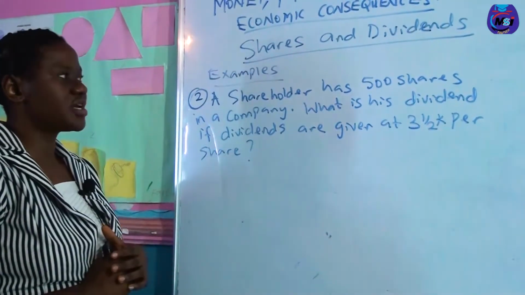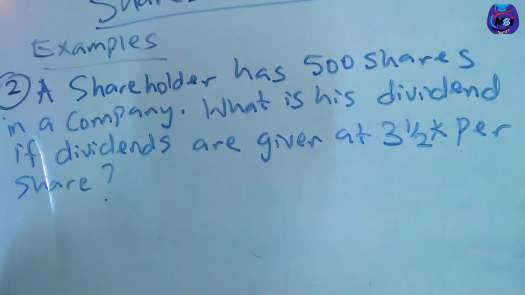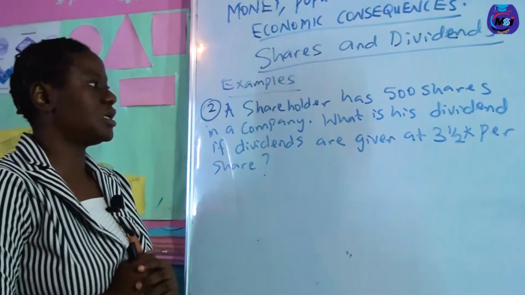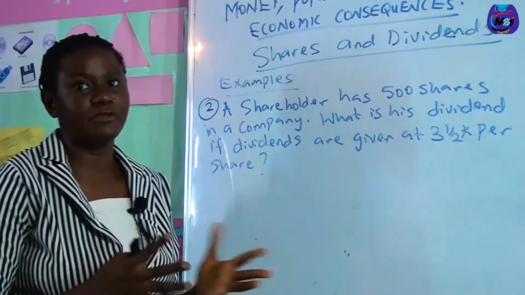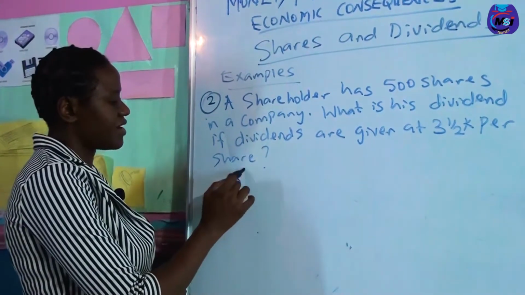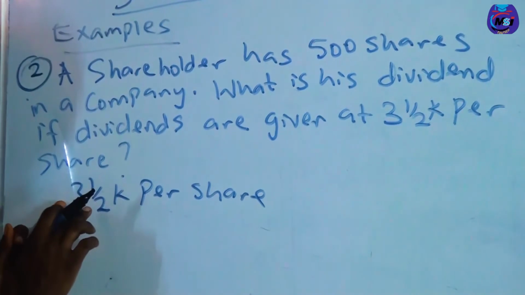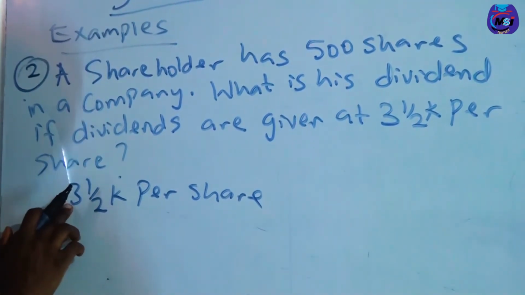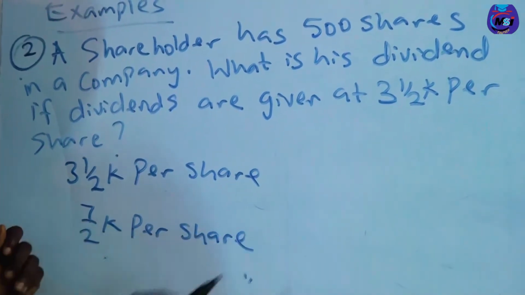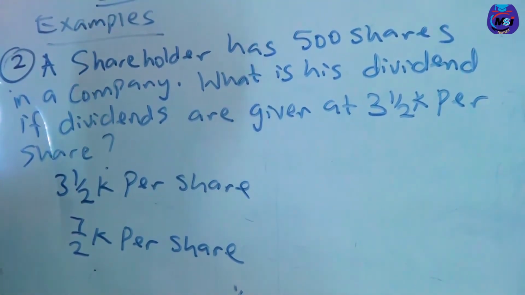That's the question. The shareholder has 500 shares in the company. What is his dividend if dividends are given at 3.5 kobo per share? That means on every share you've bought from that company, you get 3.5 kobo at the end of the business year. So remember, it's 3.5 kobo per share. 3.5 kobo is 2 times 3, 6 plus 1, 7, 7 over 2 kobo per share. So how many kobo, or what amount, would I have on 500 shares?